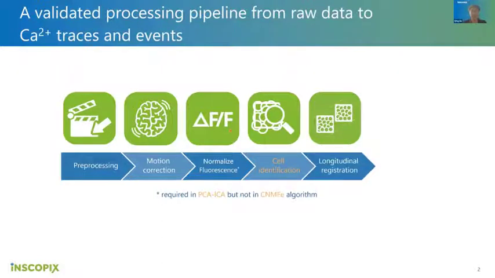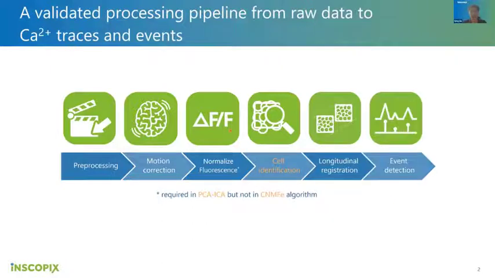And after you detect cells, you can register those over days. That way you can track the same cells and see how their activity changes at different paradigms on different days. And then you can use a simple amplitude or temporal profile to detect events. For some people, those are more relevant compared to the raw trace.